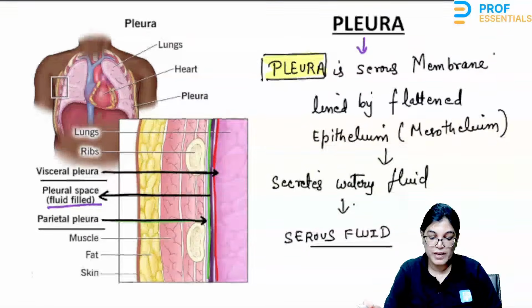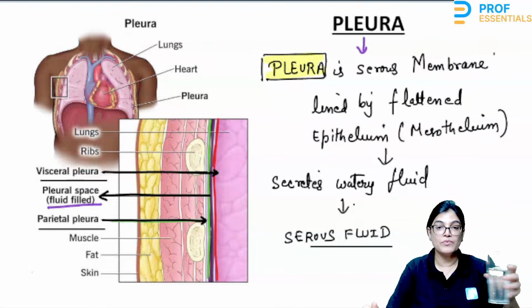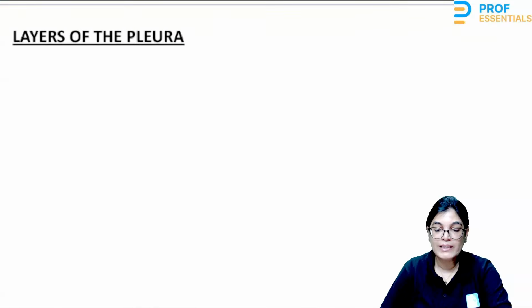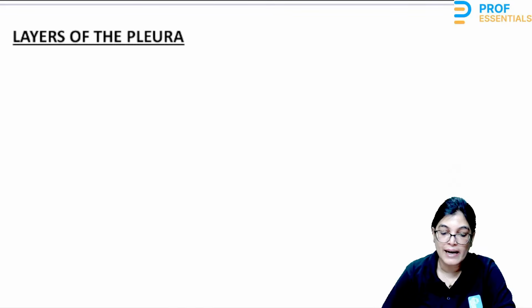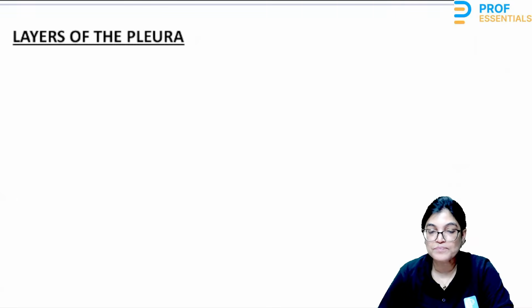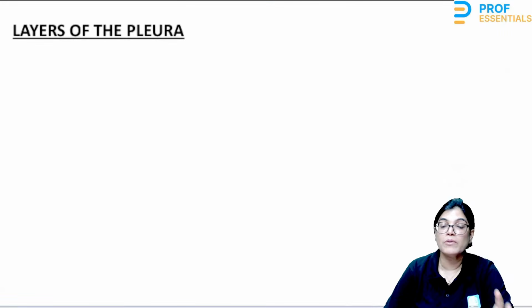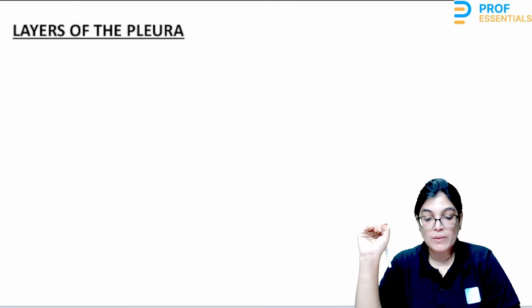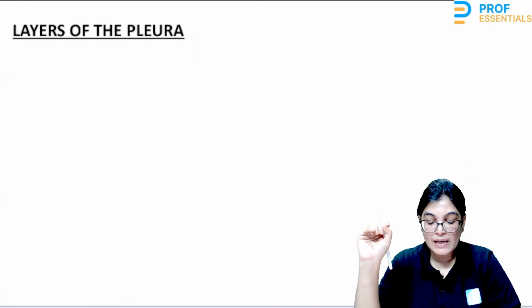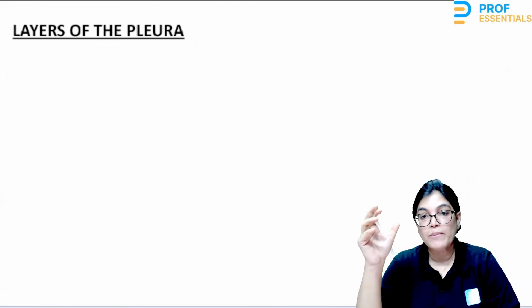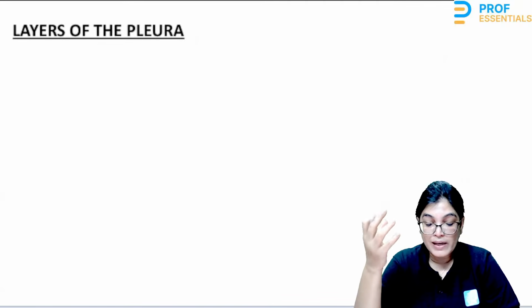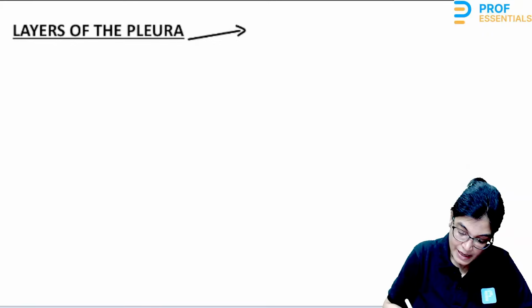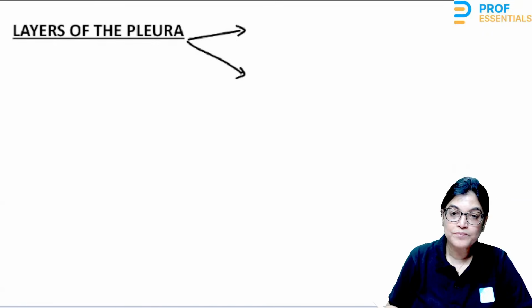Okay, my dear students, so we have done with the pleura. Now moving further, it is important to know the layers. As I have told you, we already know about the two layers of the pleura: the visceral layer and the parietal layer. In these two layers, I would like to elaborate on the unique function of each. Let me elaborate one by one about each layer.